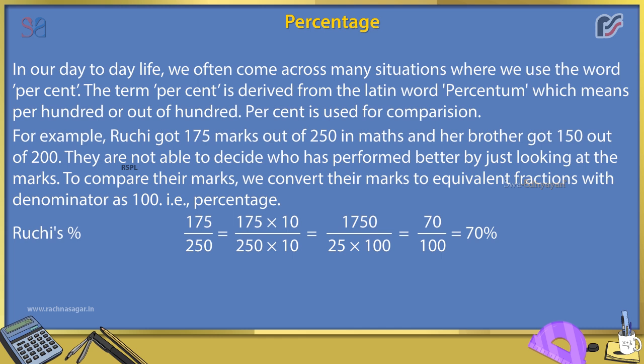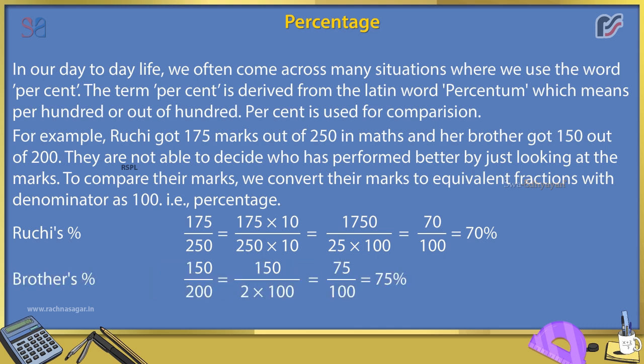Ruchi's percentage: 175 by 250, which is equal to 175 into 10 by 250 into 10, which is equal to 1750 by 25 into 100, which is equal to 70 by 100, which is equal to 70%. Brother's percentage: 150 by 200 is equal to 150 by 2 into 100, which is equal to 75 by 100, which is equal to 75%. Now we conclude that her brother has performed better.